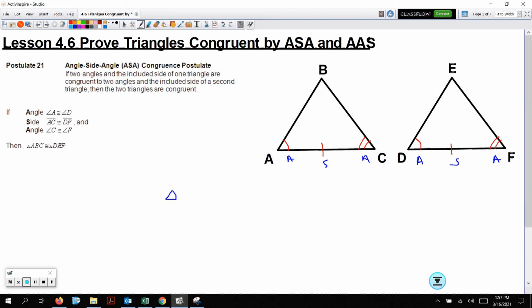So triangle ABC is congruent to triangle DEF by the way of angle, side, angle, postulate. Boy, my handwriting is getting worse as the day is going on.